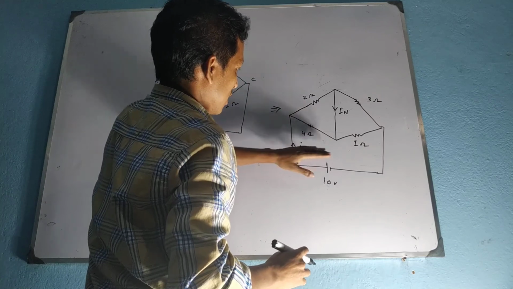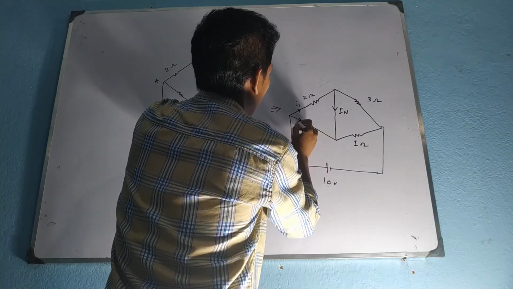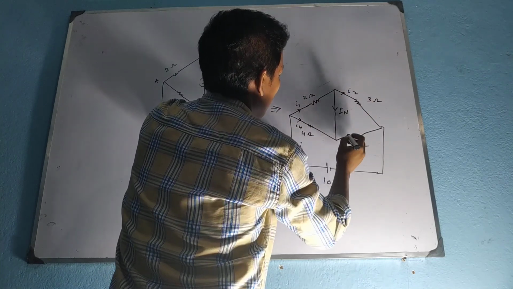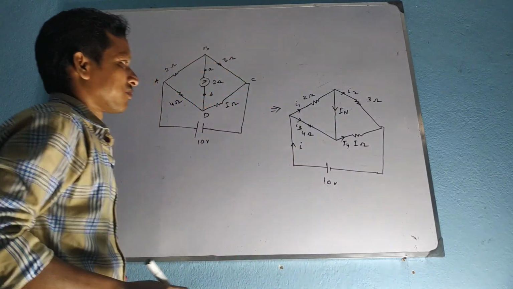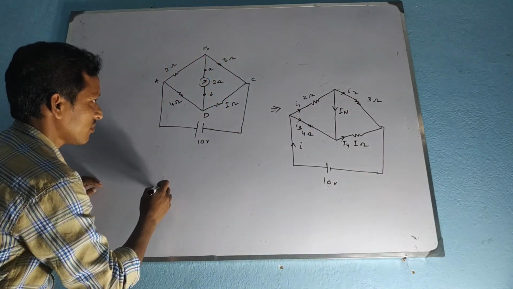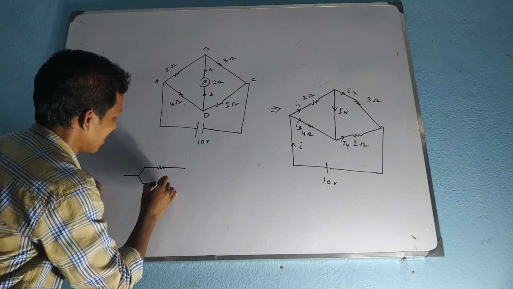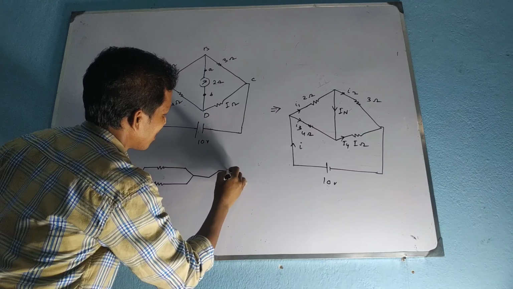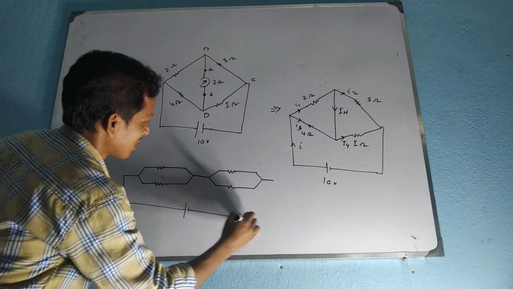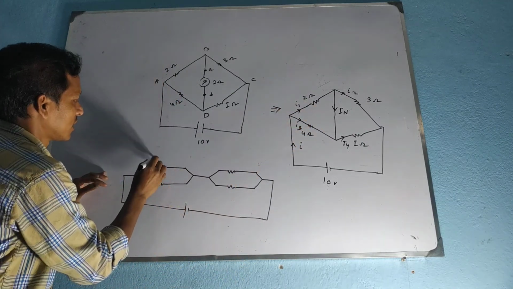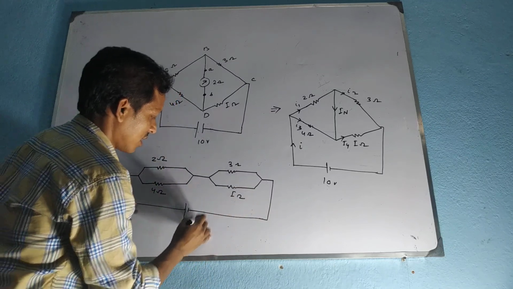Suppose the current in this loop is I, and part of the current through this path is I1, this is I2, this is I3 and this is I4. Also this circuit can be drawn as this, which is the equivalent circuit of this circuit. This is 2 ohm, this is 4 ohm, 3 ohm and 1 ohm, and here 10 volt. Okay.